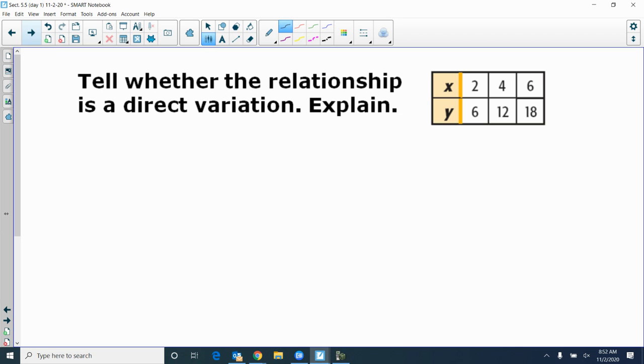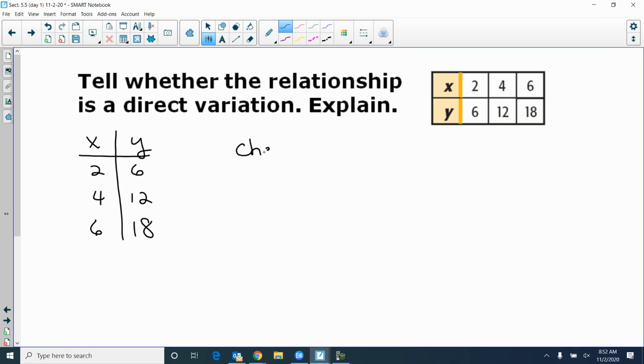Okay, it says tell whether the relationship is direct variation. You have it like this. It might help you if you want to write it vertically, 2, 4. You don't have to. But if you want to tell whether it's direct variation, here's what you do.